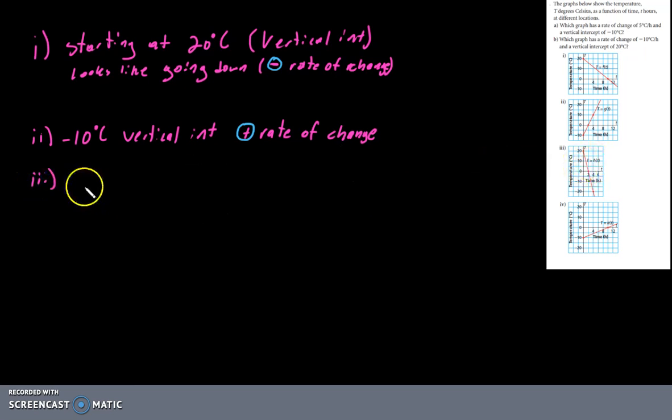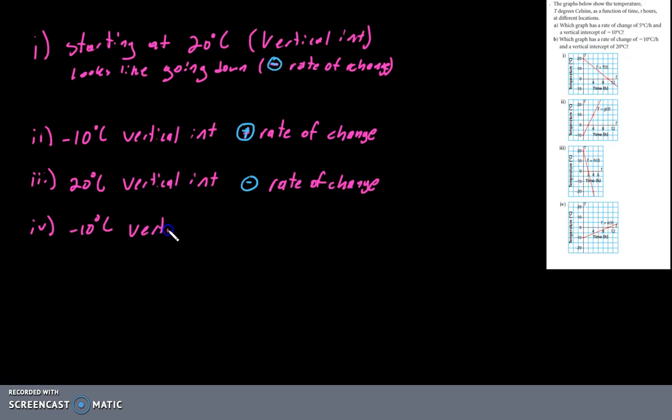Our third graph looks like we have a 20 degree vertical intercept. Once again, it looks like a negative rate of change. Since it's going downwards, I'm just going to make this into a plus sign here and a negative sign in there. And on our fourth graph, it looks like we have a negative 10 vertical intercept, and we have a positive rate of change.